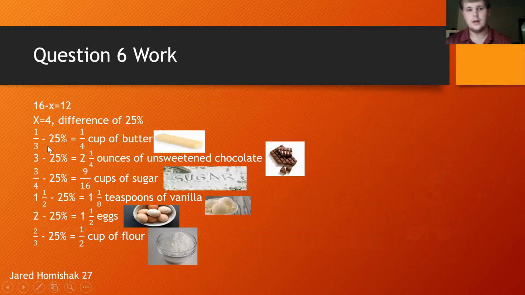So take away 25% from a third, and that gives you 1/4 cup of butter. Take away 25% of 3 to get 2 1/4 ounces of unsweetened chocolate. Take away 25% of 3/4 to get 9/16 cups of sugar. Take away 25% of 1 1/2 to get 1 1/8 teaspoons of vanilla. Get rid of 25% of 2 and that gets you 1 1/2 eggs. And taking away 25% of 2/3 gets you 1/2 cup of flour.